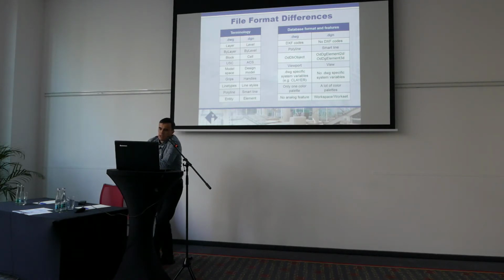DGN objects, unlike DWG objects, have 2D and 3D versions. For example, ODDG line 2D and ODDG line 3D. And we have to take this into account while implementing commands.